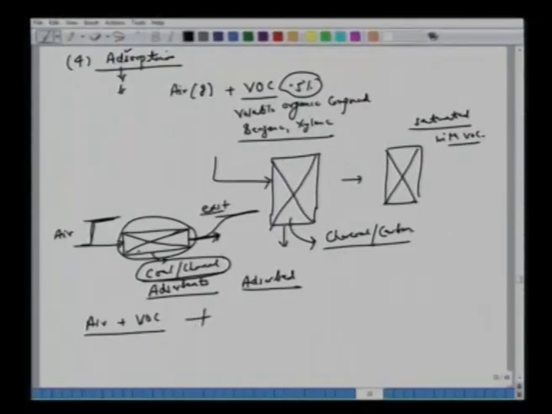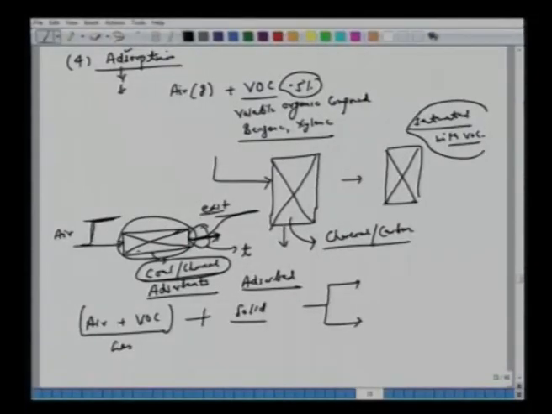We bring in contact with the different phase. So this is gas phase. Now we are bringing in contact with the solid phase. Here also we achieve separation. So for a long time, or for this time t, till the bed is saturated with VOCs.